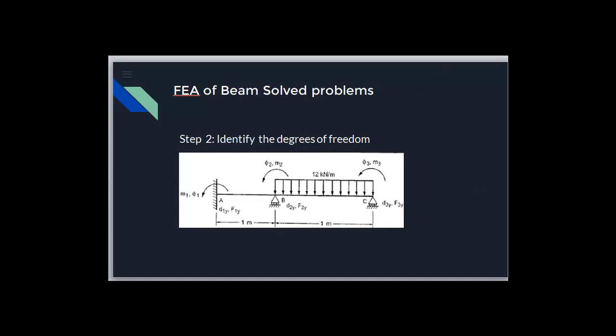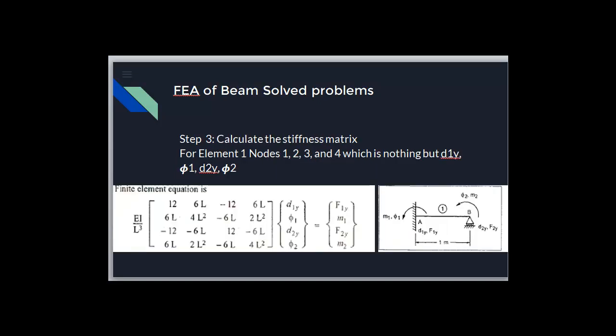So at node 1, the vertical displacement is d1y and its corresponding rotation is phi1, at node 2 the vertical displacement is d2y and the rotation is phi2, and at node 3 the vertical displacement is d3y and its corresponding rotation is phi3. The corresponding force vector is also given as f1y, f2y at node 2, and f3y at node 3. So step 3 is calculating the stiffness matrix for element 1 with nodes 1 and 2.